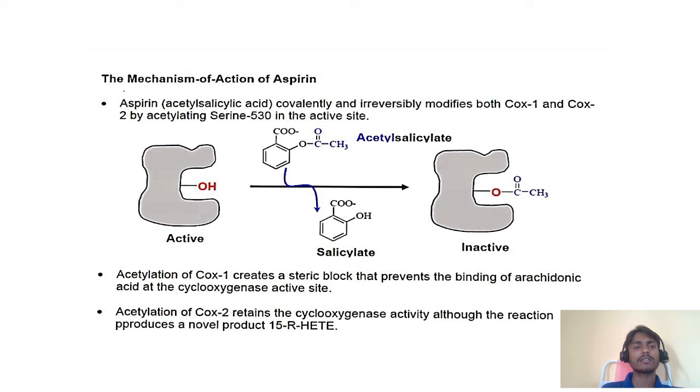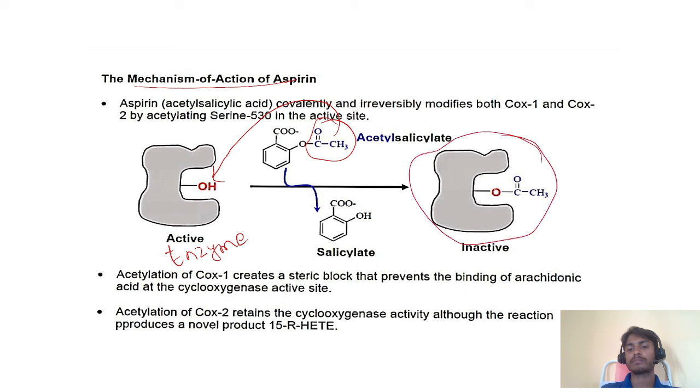Next comes the mechanism of action of aspirin. See, this aspirin contains an acetyl group. This is the enzyme. This is the enzyme that contains an OH group. This acetyl group can be transferred to the OH group of the enzyme. So the enzyme will become inactive now. The enzyme is converted from the active state into the inactive state by transferring the acetyl group.